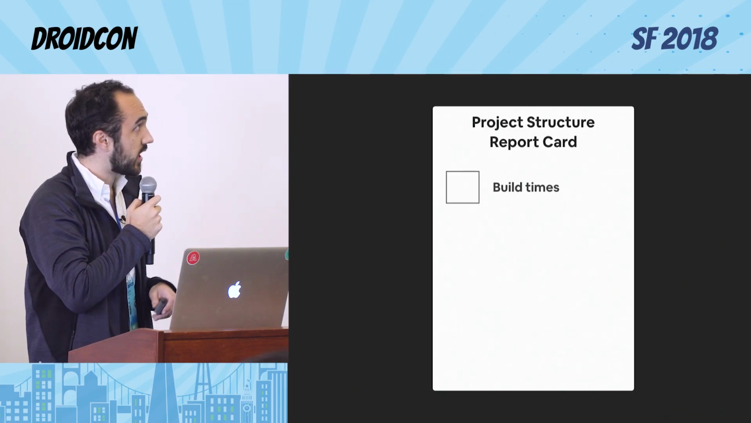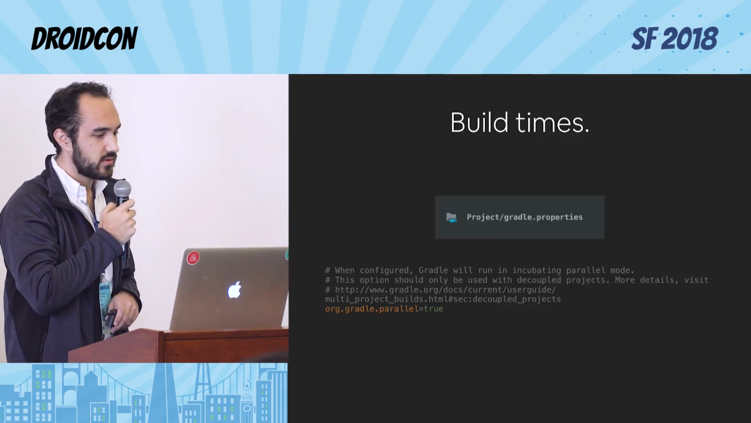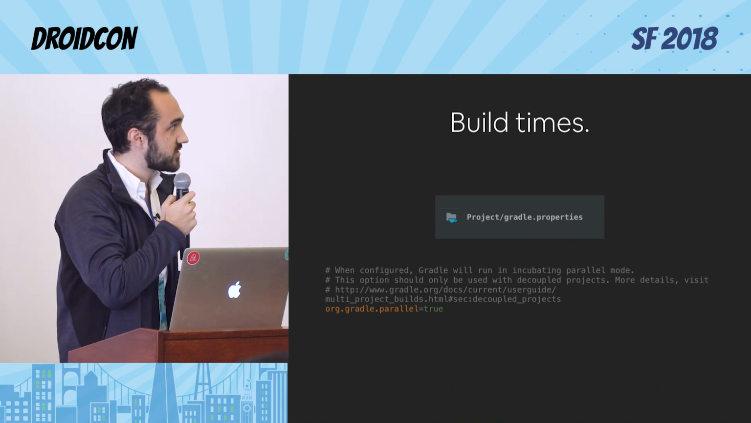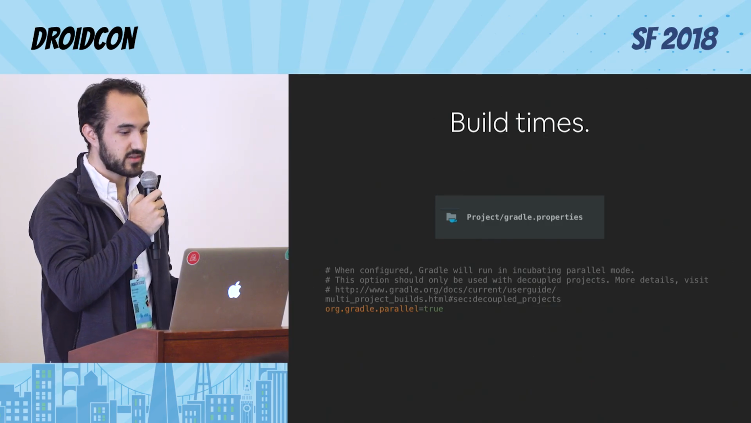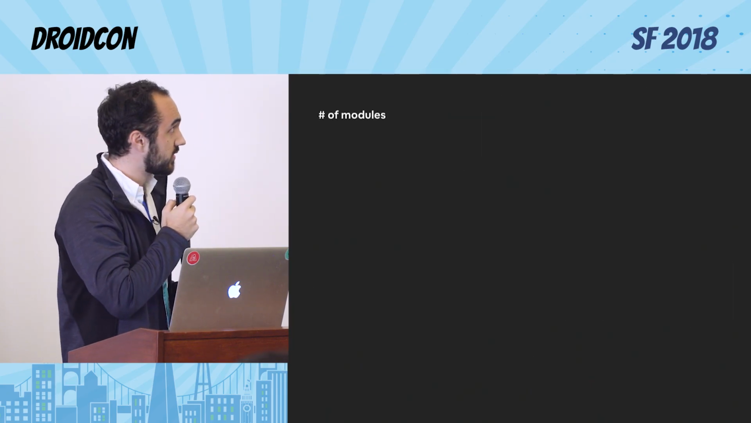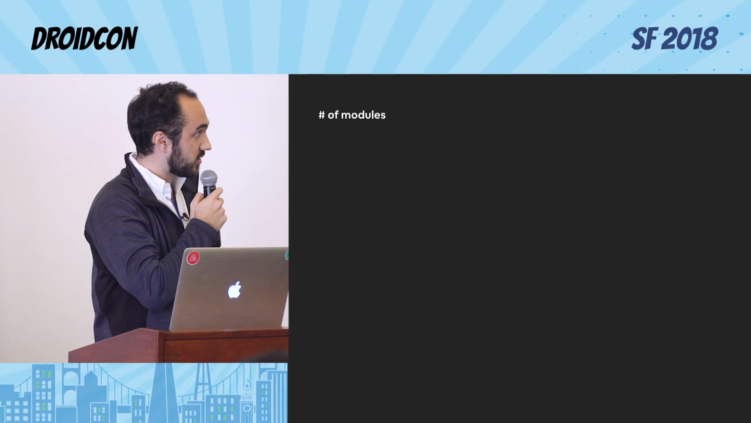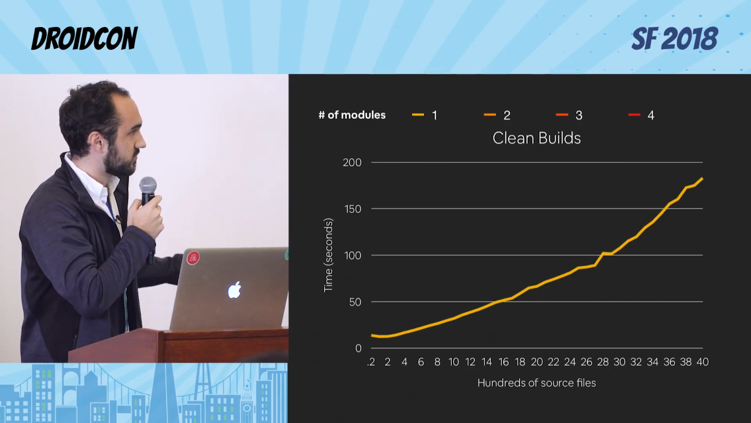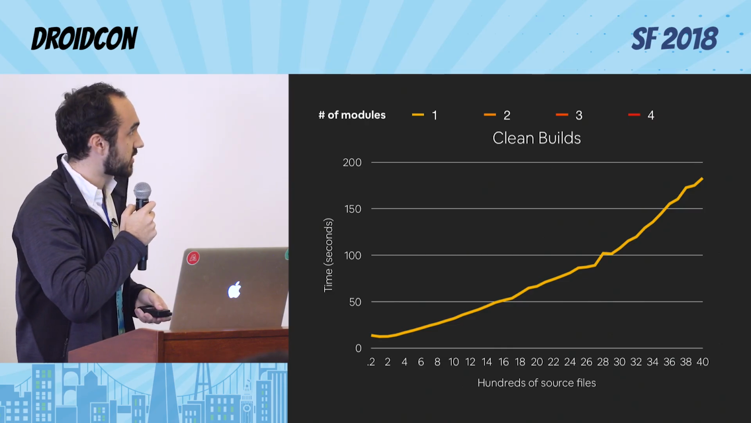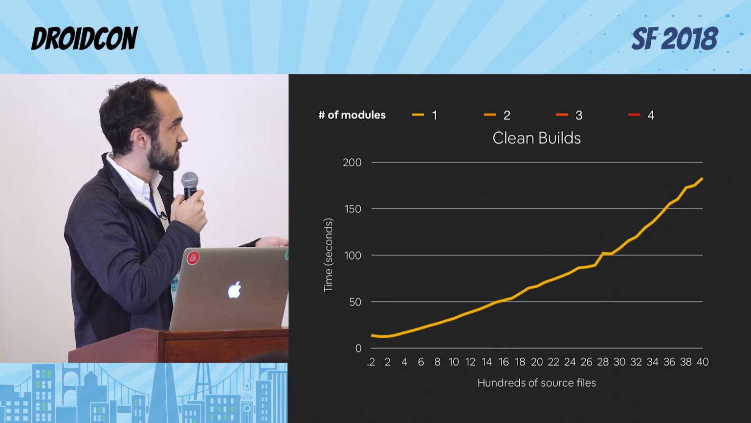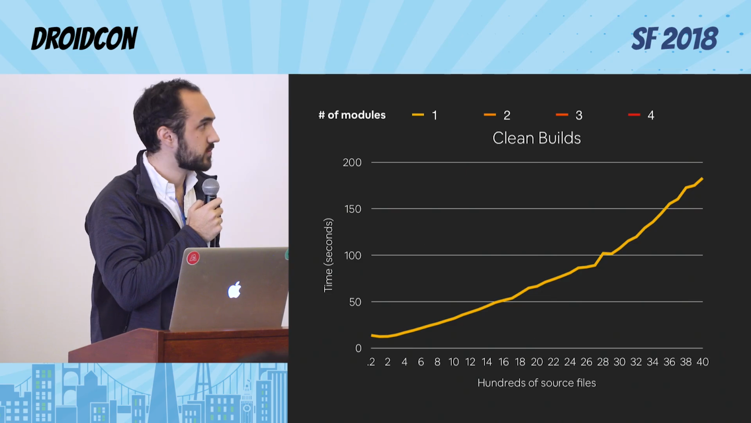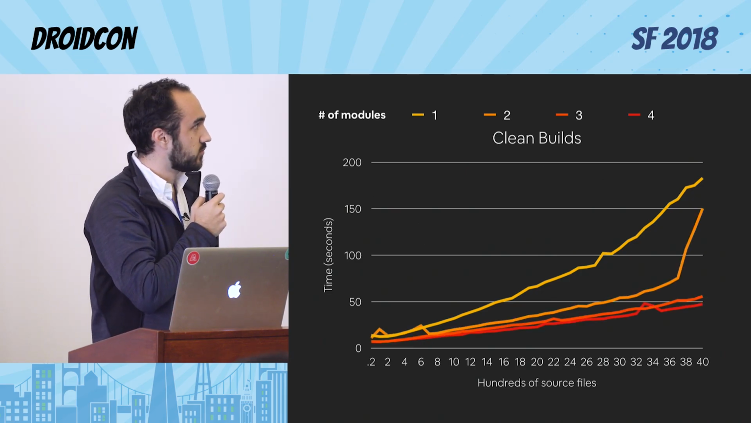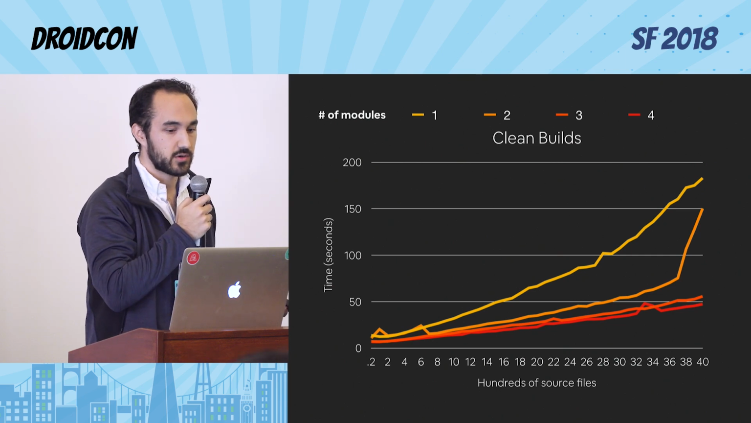The first are build times. So as soon as you add your second module to your project, you can turn on this flag in Gradle. And this pretty much says, let me use all the cores on my computer to build my modules in parallel. To see the impact that this can have in your project, I created a little dummy project where I just created hundreds of source files and ran builds overnight and see how long it took. You can see that as you add source files, your build times are going to scale relatively linearly. Now, when you add your second module, it cuts pretty drastically. Diminishing returns from more modules, but definitively modularizing your code can help build times.